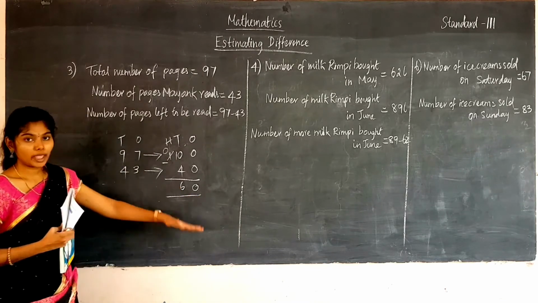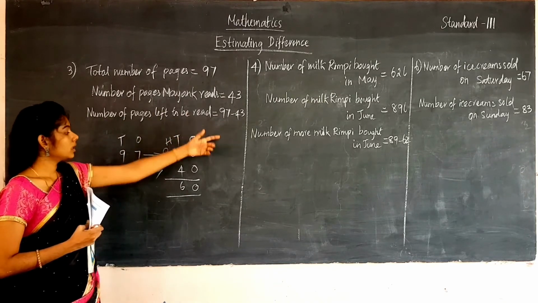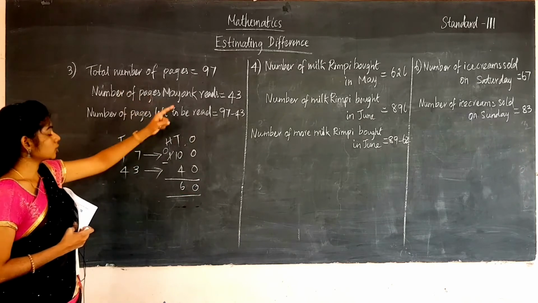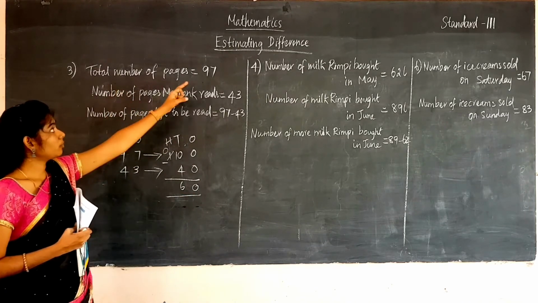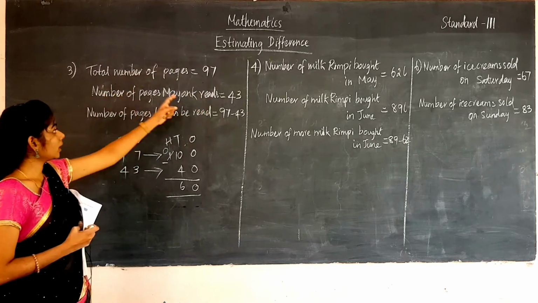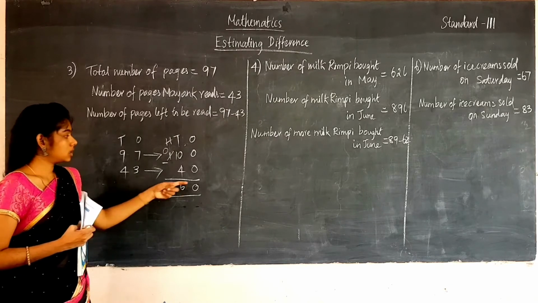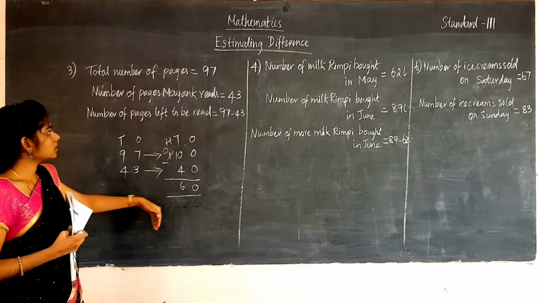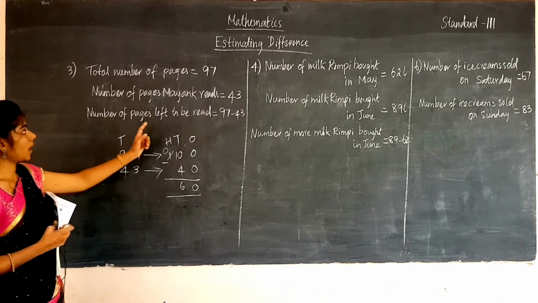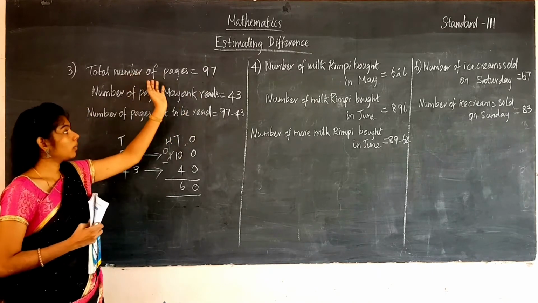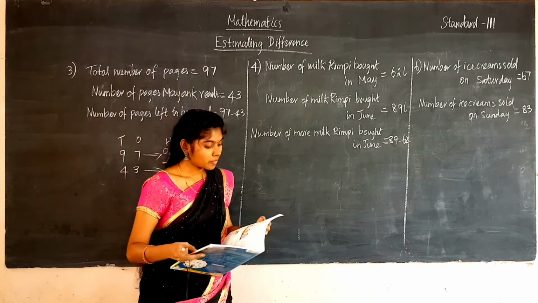So 60 more pages he needs to read. The number of pages left to be read is 60. Mayan needs to read 60 pages. The remaining 60 pages are there. Because the total number of pages is 97 and Mayan read 43 pages, the remaining pages he needs to read are 60 pages. So write: the number of pages left to be read is 60. Or you can write 60 pages left to be read by Mayan, in the statement. And the next sum we are going to see.